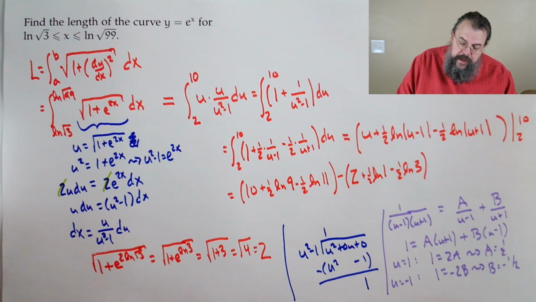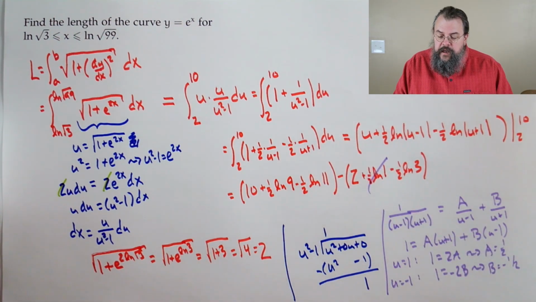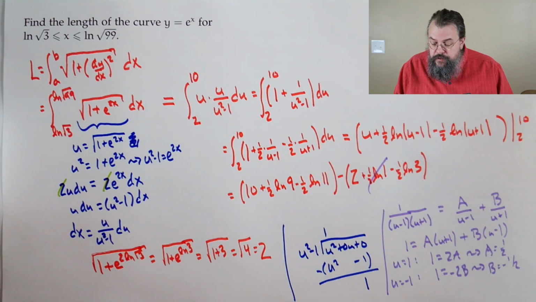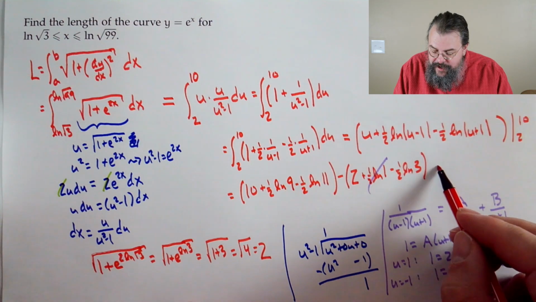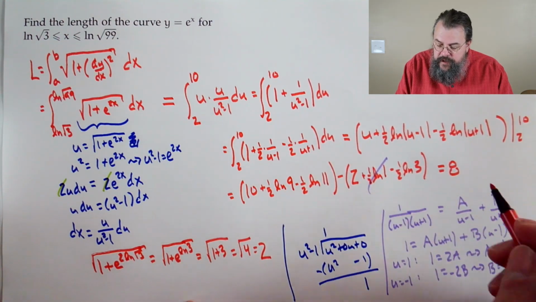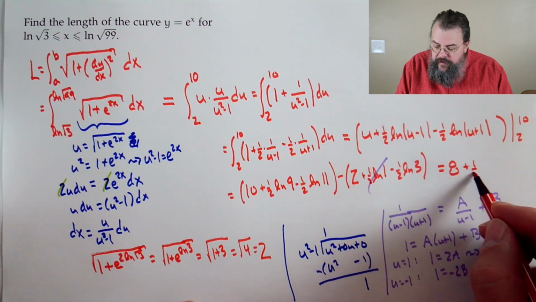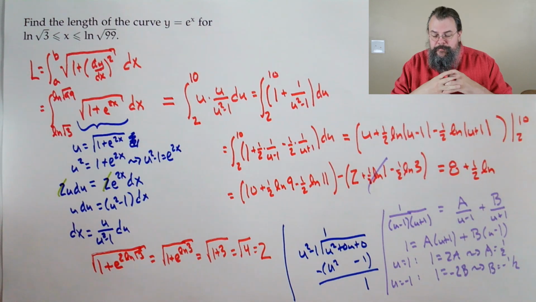Now, last thing we can do is combine things together. Of course, the log 1 goes away. 10 minus 2 is 8. So we get 8. And all the logs have halves in them, so I can write a half log. And remember, logs can be combined together.